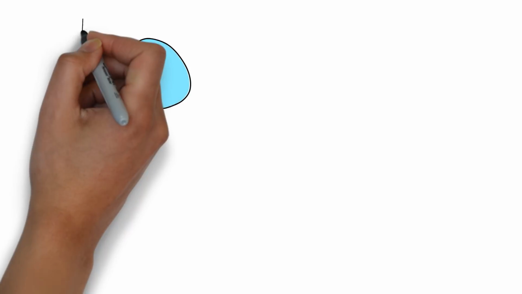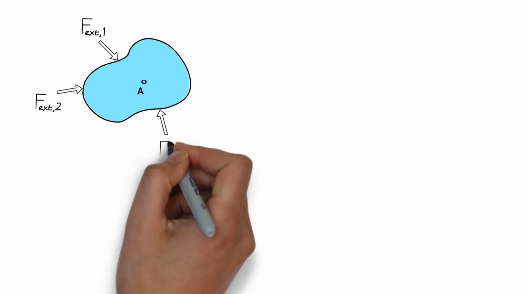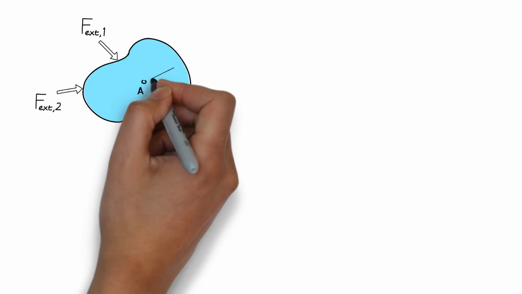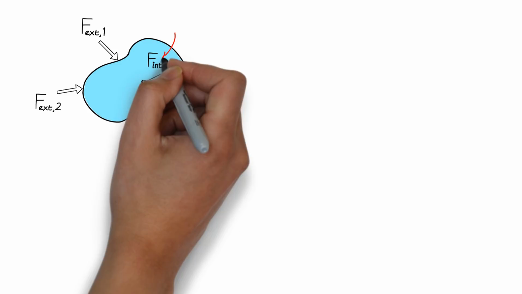Assuming we have a rigid body with a center of mass at point A, and let's say we have external forces acting on this body. Because the body is set into motion, we also have a force acting at the center of mass, and we call this one inertia force.